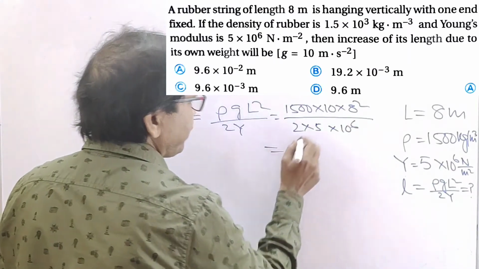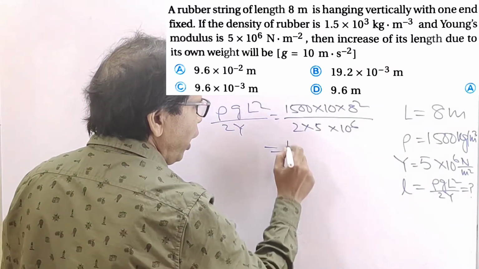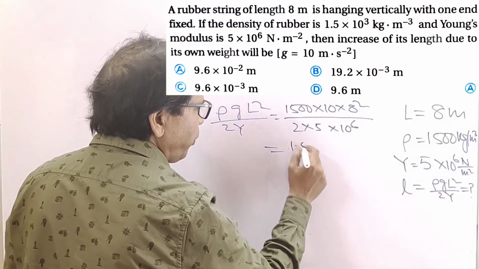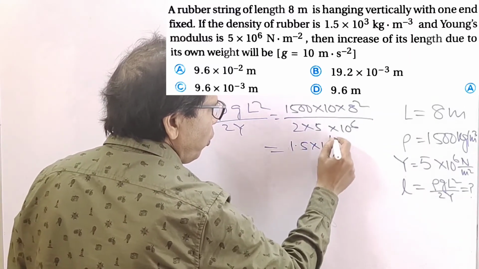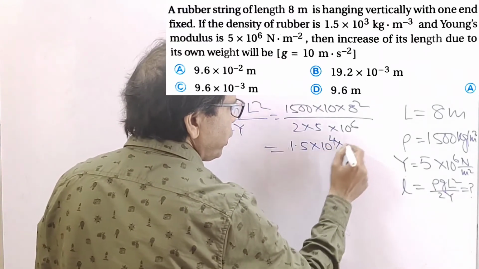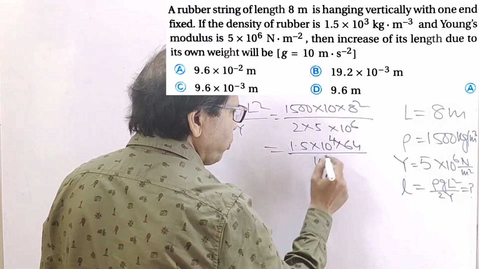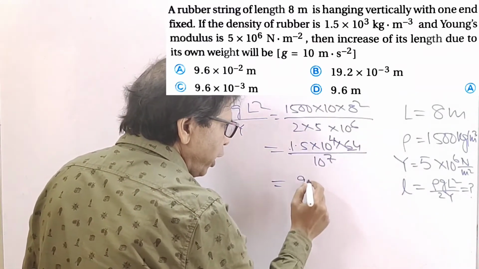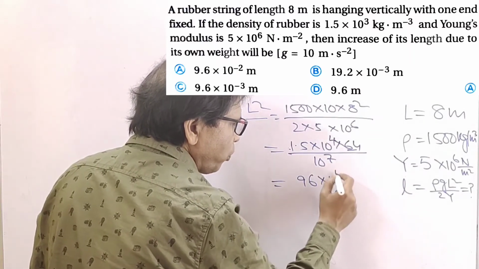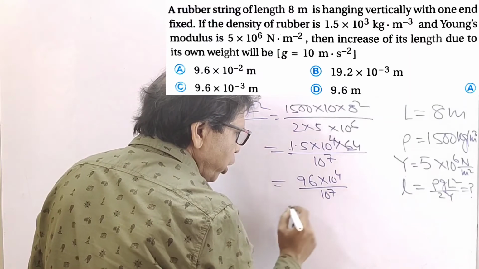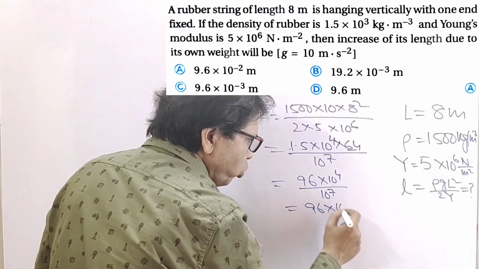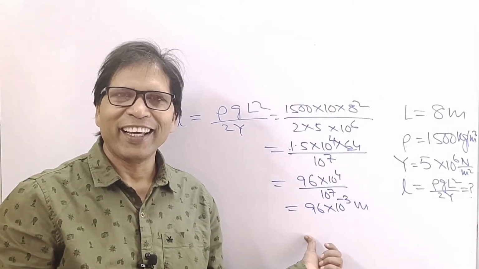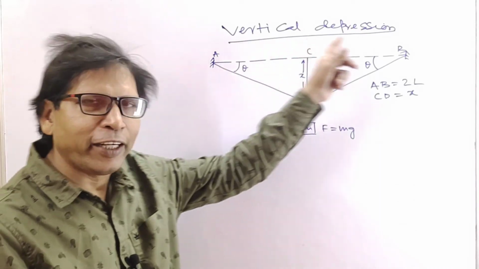Now this is 15, so this is 1.5 into 10 to the power 4 into 64 divided by 10 to the power 7. So 64 into 1.5 is 96, so 96 into 10 to the power 4 divided by 10 to the power 7. So this is 96 into 10 to the power minus 3 meter, the increase of length of the wire.